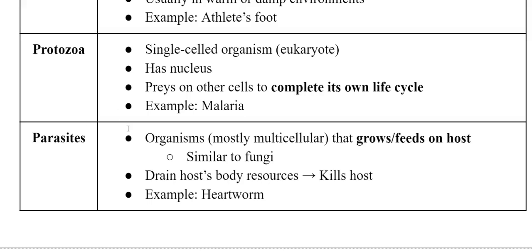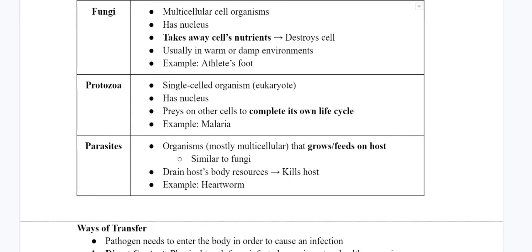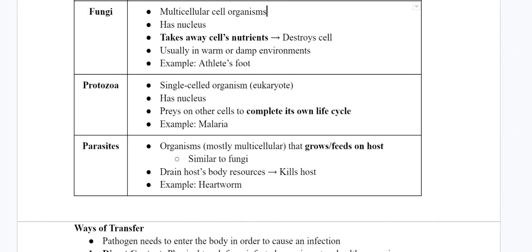And parasites. Parasites are organisms that are mostly multicellular, but there are some exceptions. They are organisms that actually grow and feed on the host, so it's similar to fungi. They go on a certain thing to suck up its resources in order for them to grow, and it drains the host's body resources. So in the end, the host dies because it takes away all their nutrients and stuff like that. An example of parasites is heartworm.